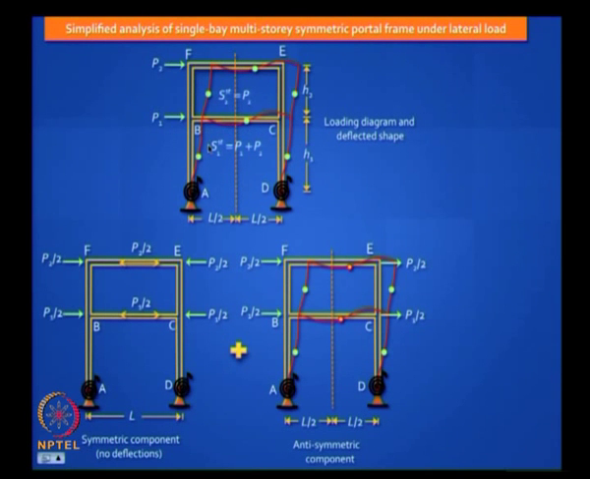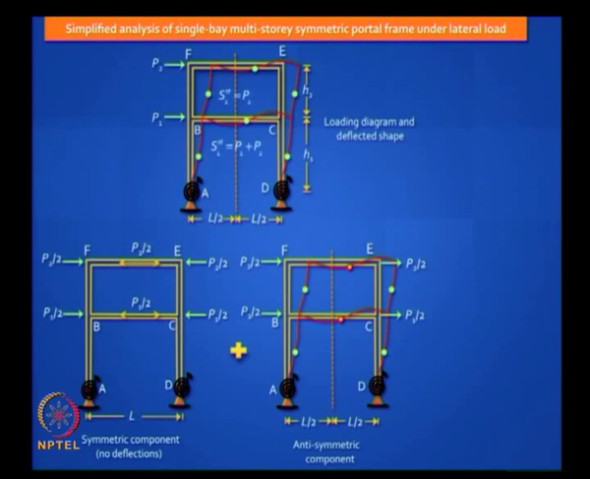Now, because the frame is symmetric, you can assume this to be made up of two loadings. One is symmetric, the other is anti-symmetric. Just divide P1 and P2 by 2 and put them equal and opposite here, and then put them here on the same side. So this is called an anti-symmetric loading. This is called symmetric loading. When you add the two, you get back the original loads. There is a great advantage in doing this. The advantage is that the symmetric part is very easy to calculate.